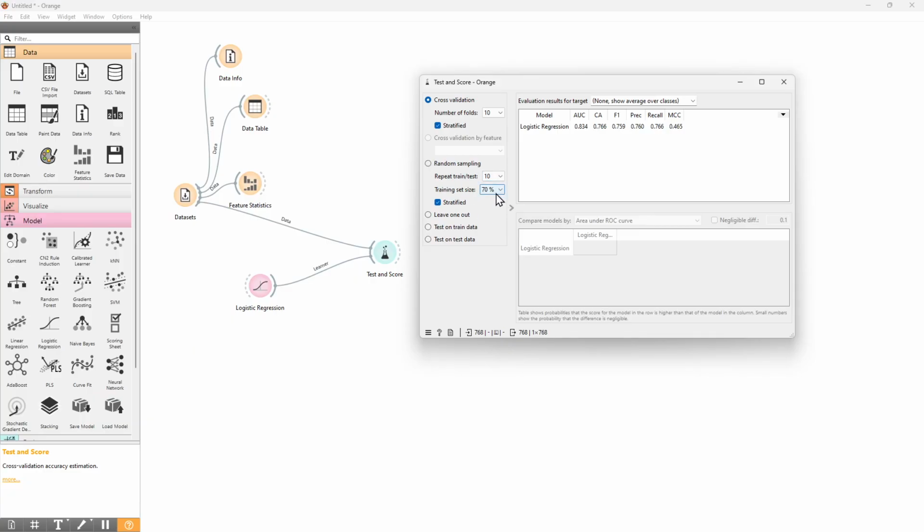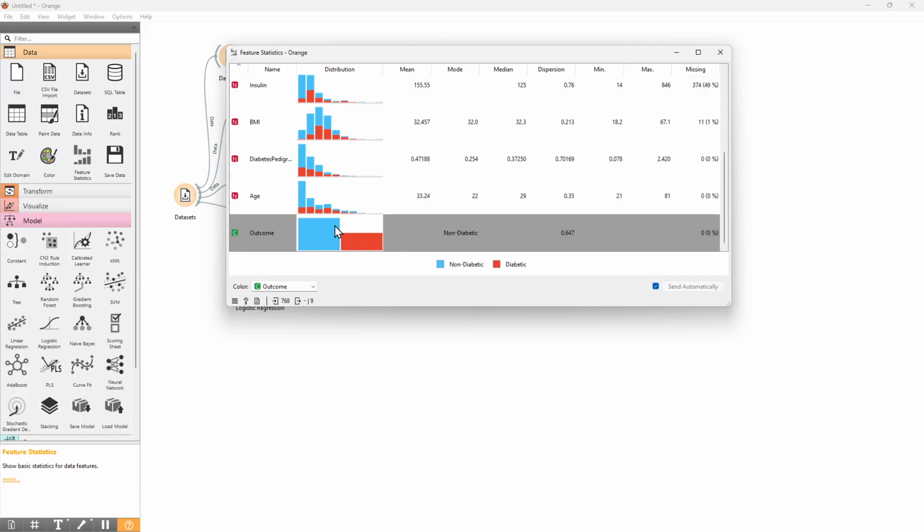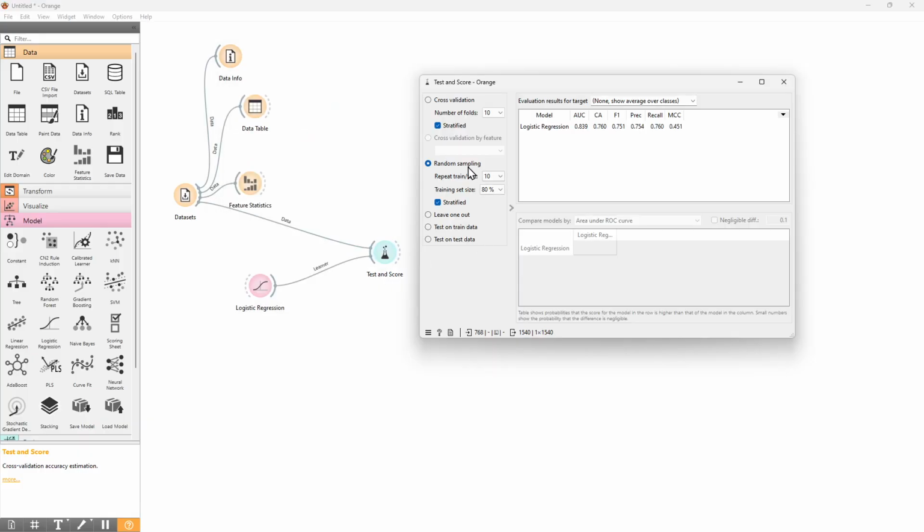For example, let me change this so that it will be easier to understand. Okay, let's make it 80%. So here, each time it will take 80% of the data and create a training set, and then the 20% will go into testing. But in that training set and the testing set, this 64 to 36 ratio of non-diabetes versus diabetes class will still be preserved in each one of them, okay? And the same thing for these cross-validation folds as well.